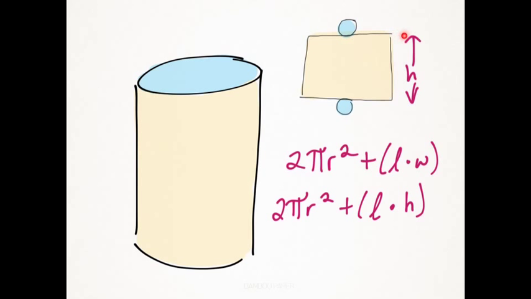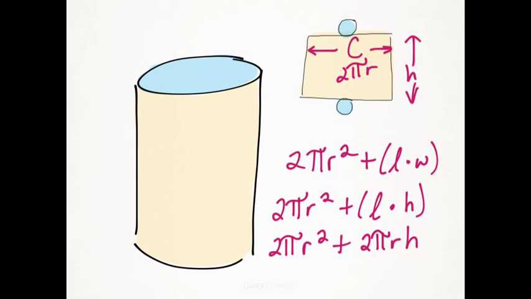And instead of length here, we're actually going to be looking for their circumference. So in order to do that, we'll use the formula for circumference, which is 2 pi r. And as you can notice down here, we've replaced L, the length, with 2 pi r. So our formula to find the area of a cylinder is 2 pi r squared plus 2 pi r h.